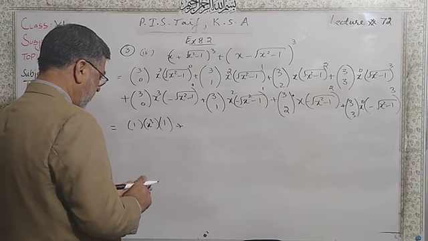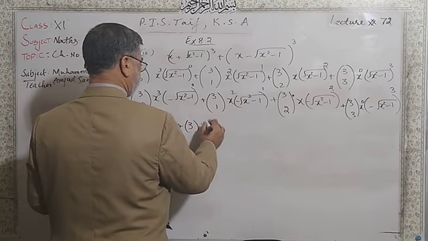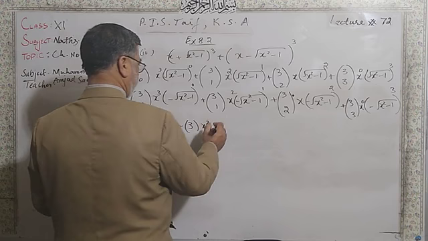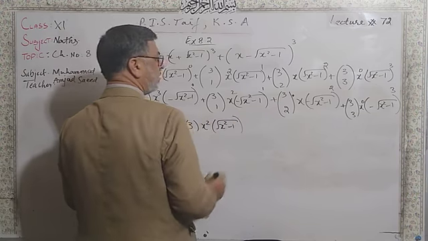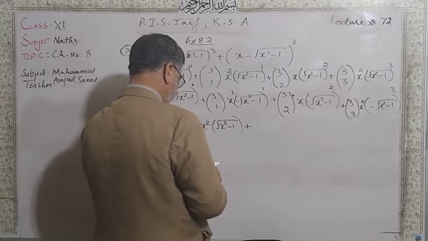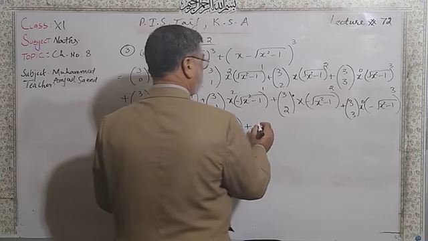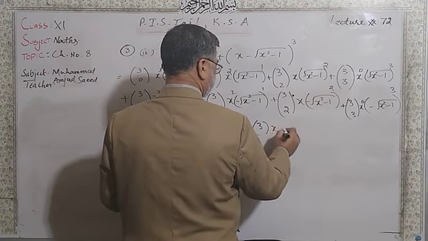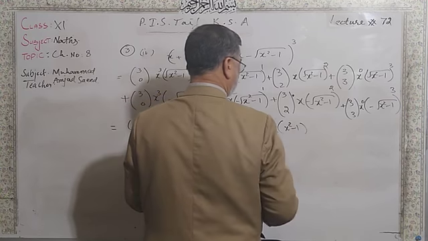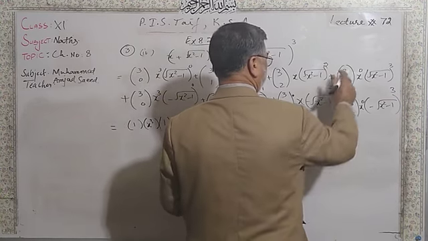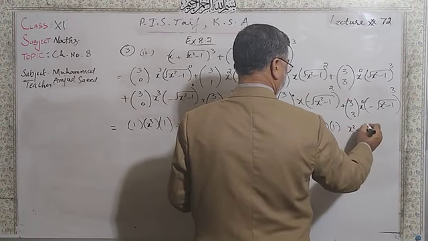3C1. We can have 3x square and x square minus 1 under root. Then 3C2. 3C2 is 3 x square, and the square root cancelled out, x square minus 1. 3C3 is 1, x power 0 is 1, x square minus 1 cube.